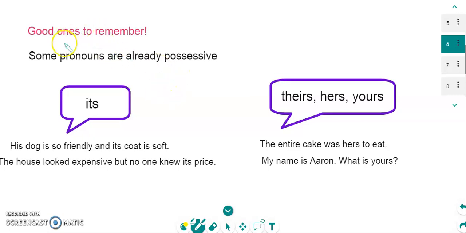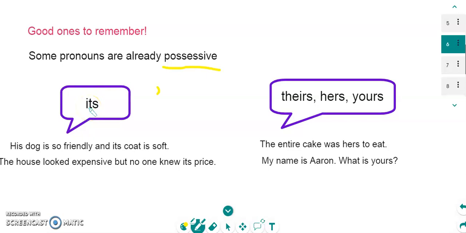So, some pronouns, the words that are used in relation to other words. So its, theirs, hers, yours. These are some examples here. Some of them already have possession built into them. So these are some examples that have been made, which means we don't need to add our possessive apostrophe next to anything, as we did with the other ones. They're perfectly made as they are.